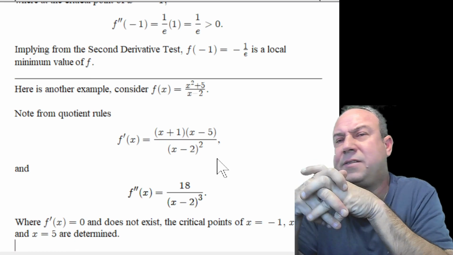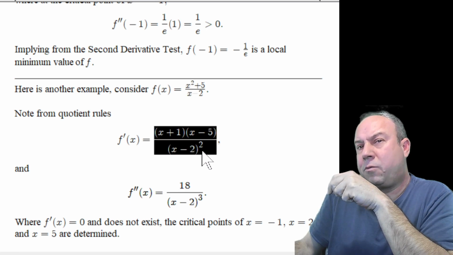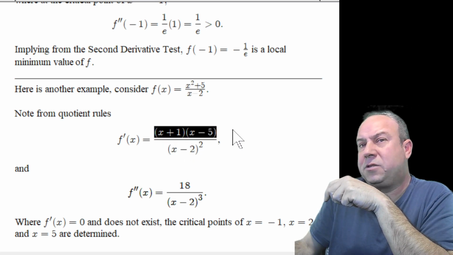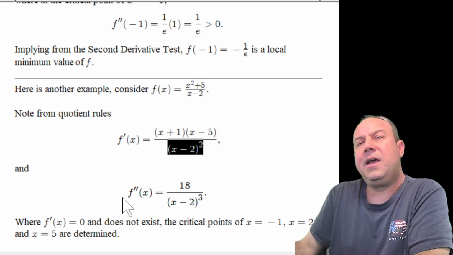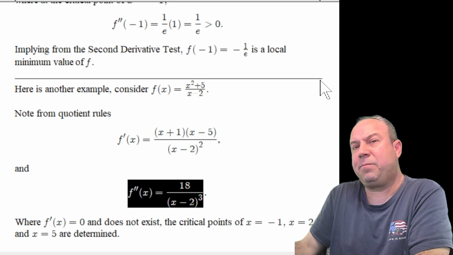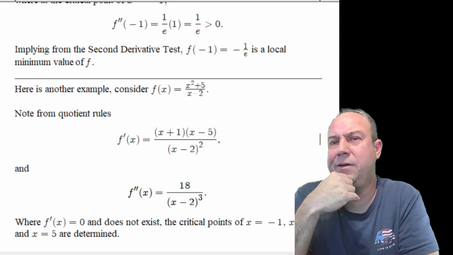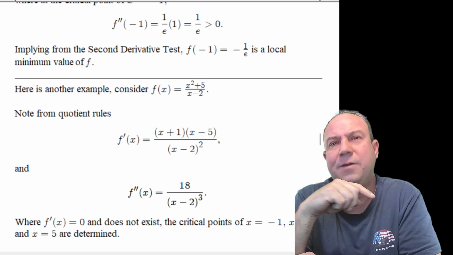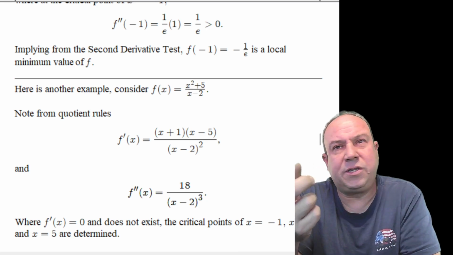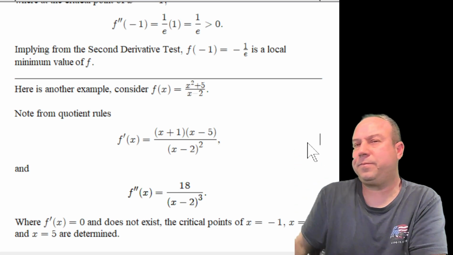F prime of x is equal to the ratio of x plus 1 times x minus 5 over x minus 2 squared. And the second derivative actually simplifies into 18 over x minus 2 cubed. Apparently there must be a factor of x minus 2 in there that cancels. Perform some quotient rules and determine those results. Factor and you'll get these results.